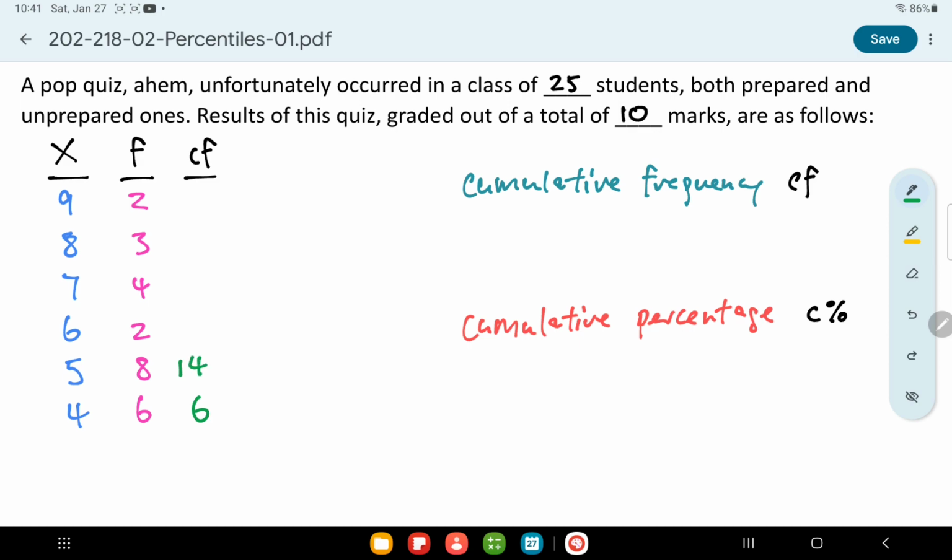Based on that definition, we simply need to keep adding the frequency from each line to the cumulative total beneath it. So let's keep going with the procedure. Here we add 2 to 14, we obtain 16. We add 4 to 16, we obtain 20. We then add 3 to 20, we obtain 23. We add 2 to 23, we obtain 25.